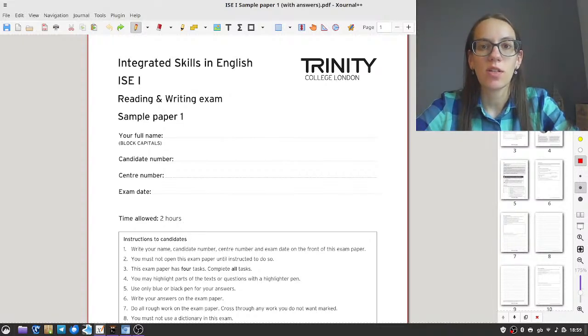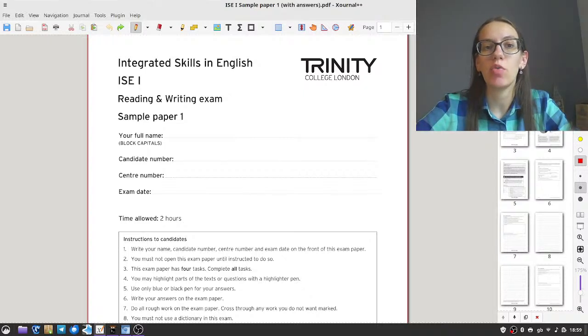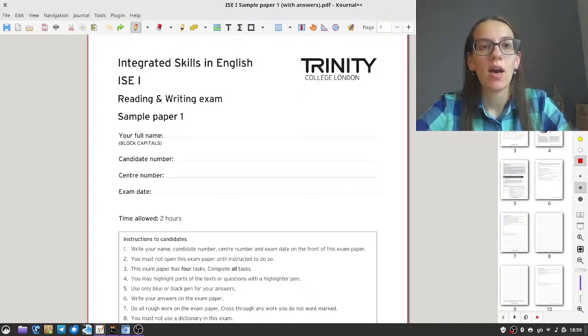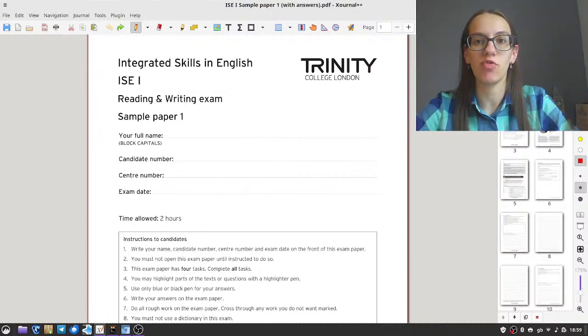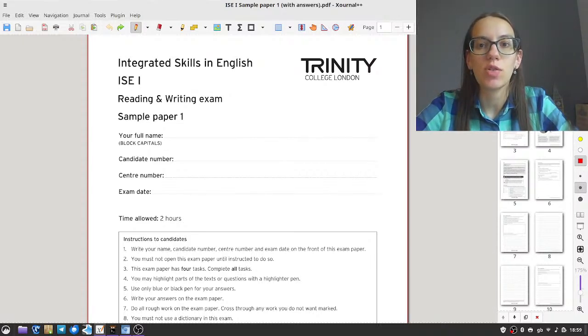So let's get started. Today we are looking at a Trinity College London ISE I exam. This exam is a B1 level exam, and it's one of the exams that you might want to take when you apply for a visa to stay in the UK. For certain types of visas, you may want to take this B1 exam.